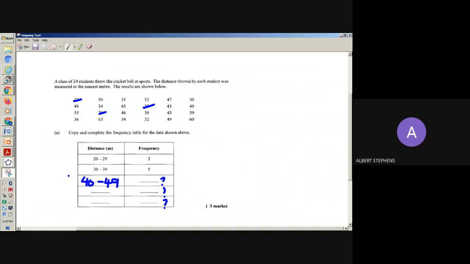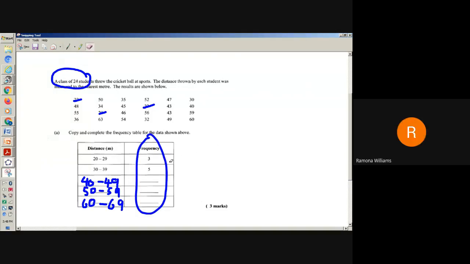All right. Are you guys finished? So we have 50 to 59, 60 to 69. By the way, how many students took part in the sport? 24. So would you agree with me that if you add up all these numbers here, you're supposed to get back 24, not true? Yes, sir. All right. Between 40 and 49, how many do you have?